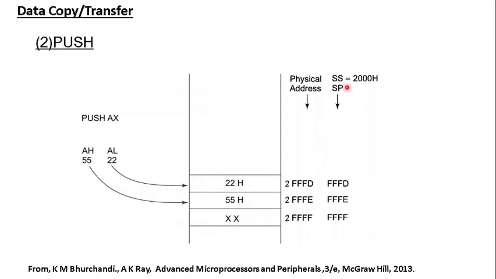Then as I told earlier, SS and SP together will give the actual physical address, right? So SS will be augmented to a 20-bit address, then added with the SP address to give the final 20-bit address. That's what is written here. So this completes the push operation.